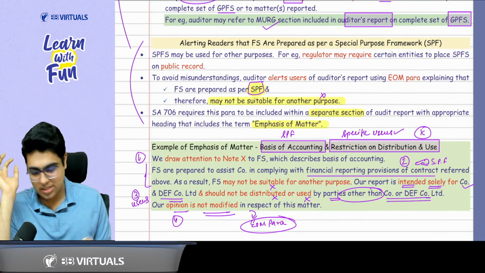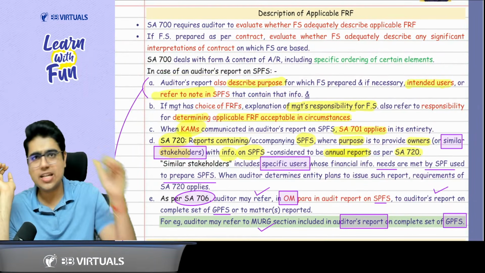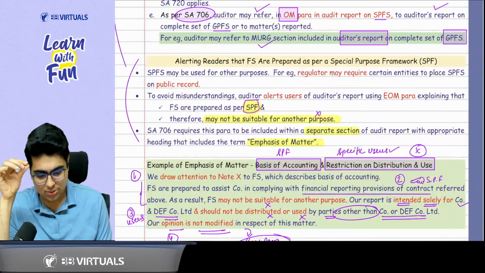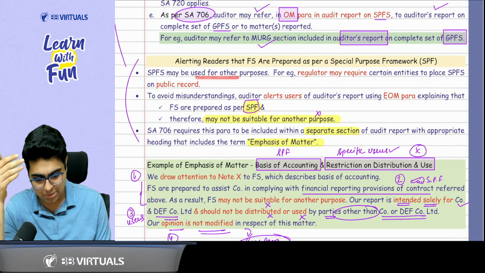Please focus here. This part you can do a self-read. All the points I have properly covered. Got it, sir. Alerting the users that financial statements are prepared as per special purpose framework. Why? Because they may be used for other purpose.